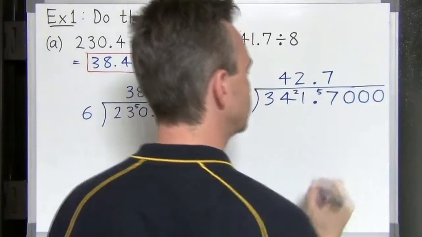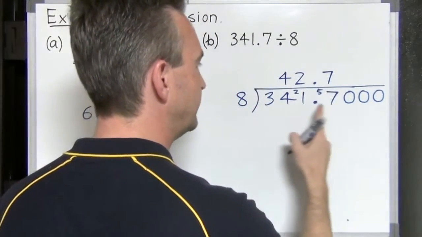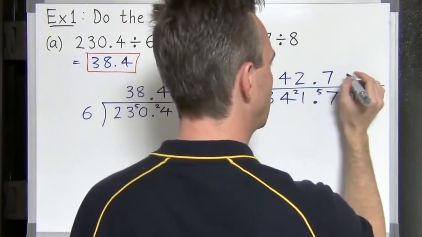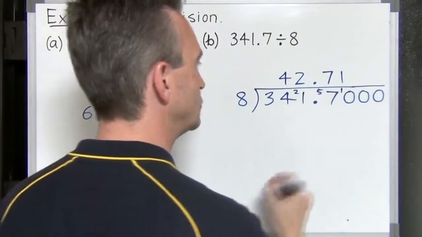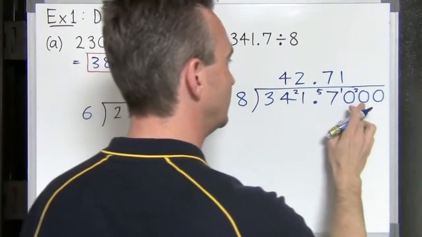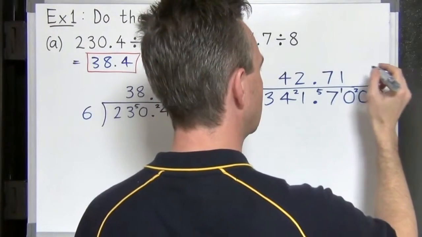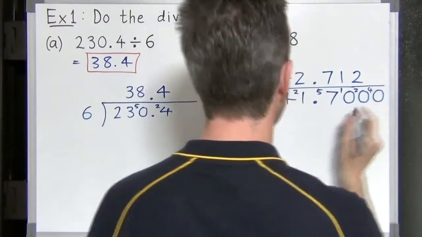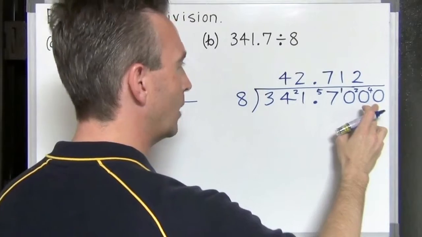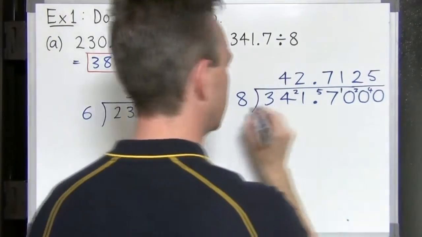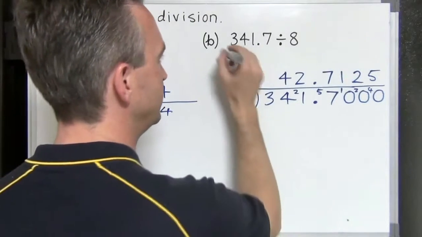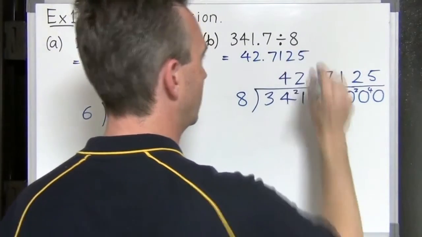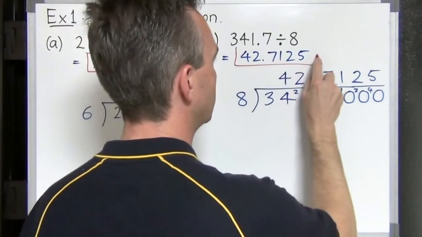Hopefully 3 should be enough. So let's go back to that again. We did 7 8s are 56. 56 from 57 leaves a remainder of 1. 8 into 10 goes once. Remainder 2. 8 into 20 goes twice. Remainder 4. 8 into 40, running out of space here. Oh, 5 8s are 40. No remainder. There we go. Answer is 42.7125. Final answer there.